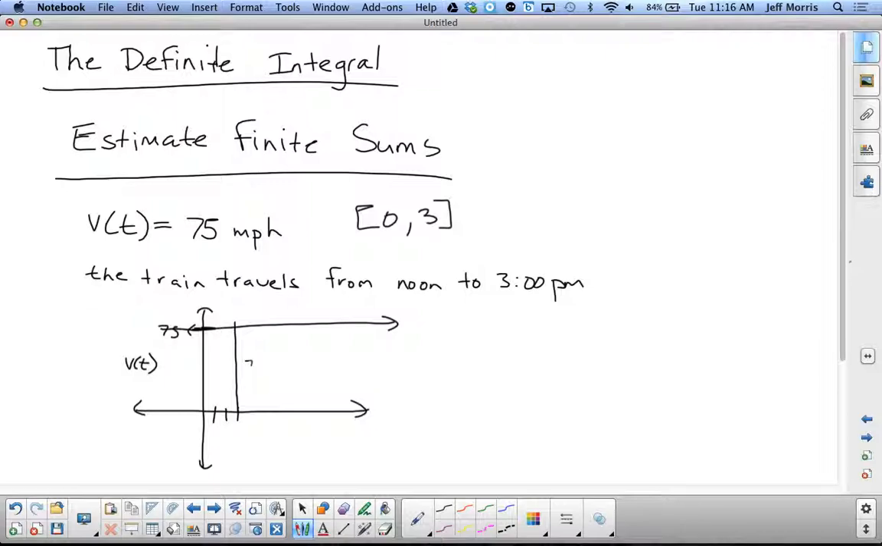The height of that rectangle is 75, and it is in miles per hour. What is the width of that rectangle? 3. So from 0 to 3, it'd be 3. You guys just told me a minute ago to calculate the distance traveled, it'd be just 75 times 3. What is that also related to here? The area. It's related to the area underneath the velocity curve.